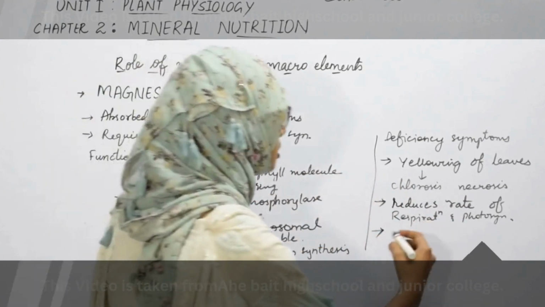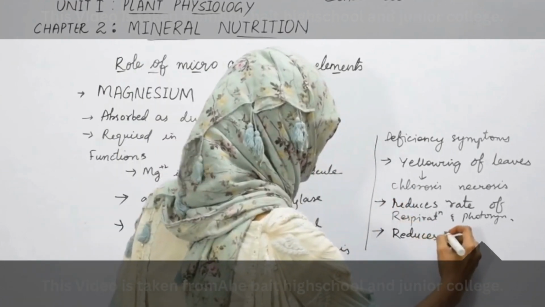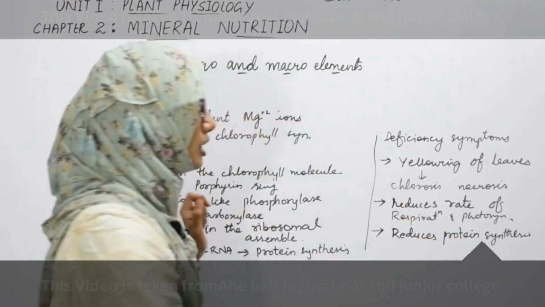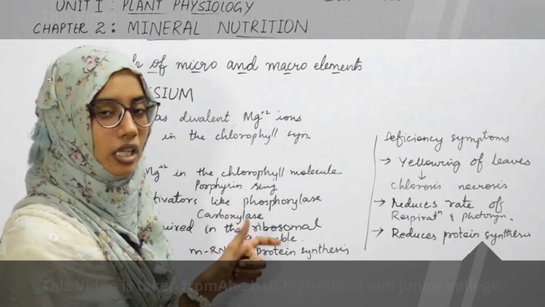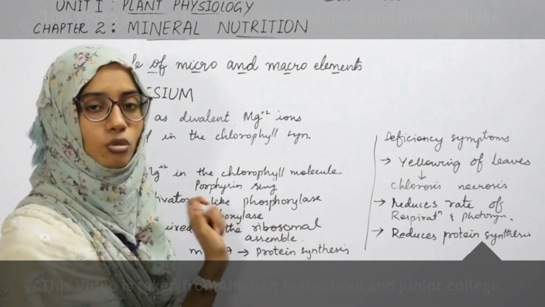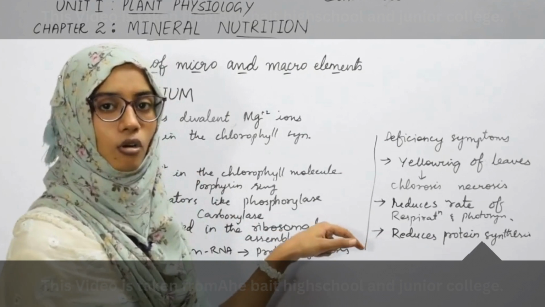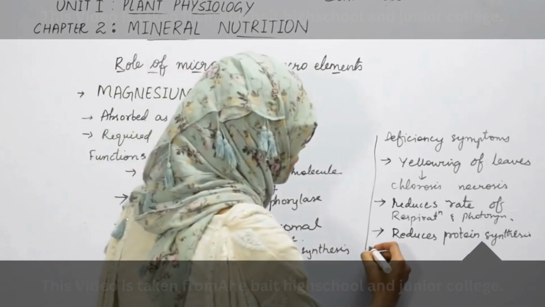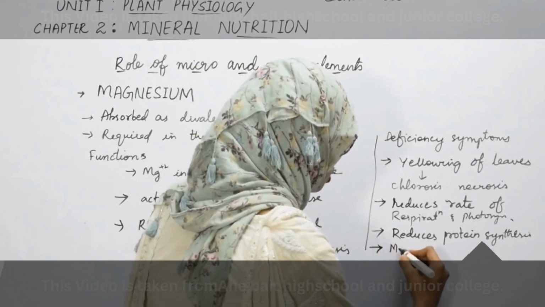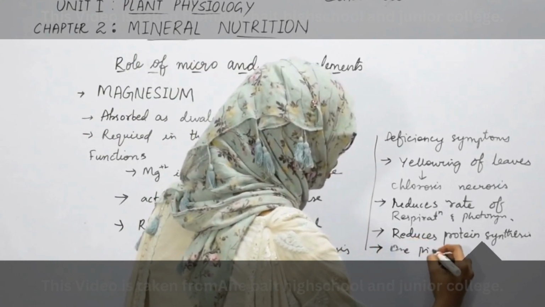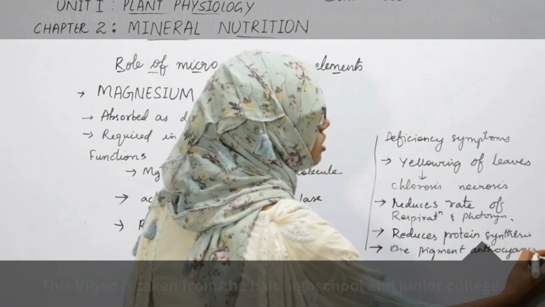The next deficiency symptom in the case of magnesium ion is that it reduces protein synthesis. As magnesium ions help in ribosomal assembly, that means they help in protein synthesis, but due to the absence of magnesium ions, protein synthesis would be affected or reduced. And in the absence of magnesium, one pigment named anthocyanin, which is purple in color, is produced in the plant body.